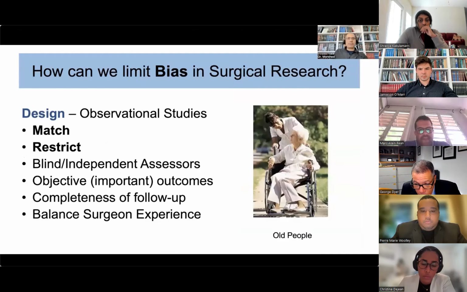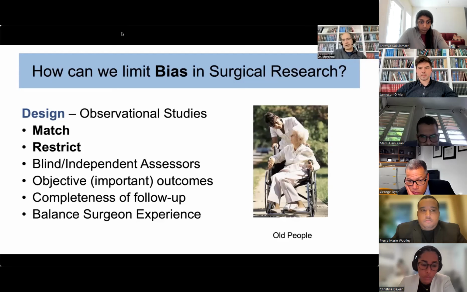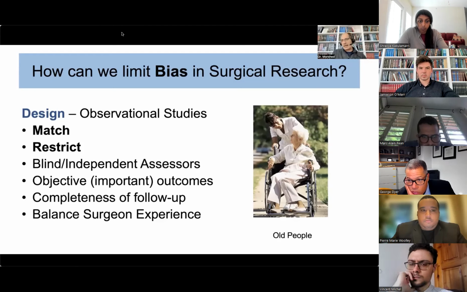Now, how can we design studies that aren't randomized to still take some of the bias out of those studies when we are unable to randomize? So we can match patients or restrict patients, right? Matching patients would be, if we were interested in looking at external fixation versus IM nailing, we might want to match patients on factors that we think may be confounding variables.